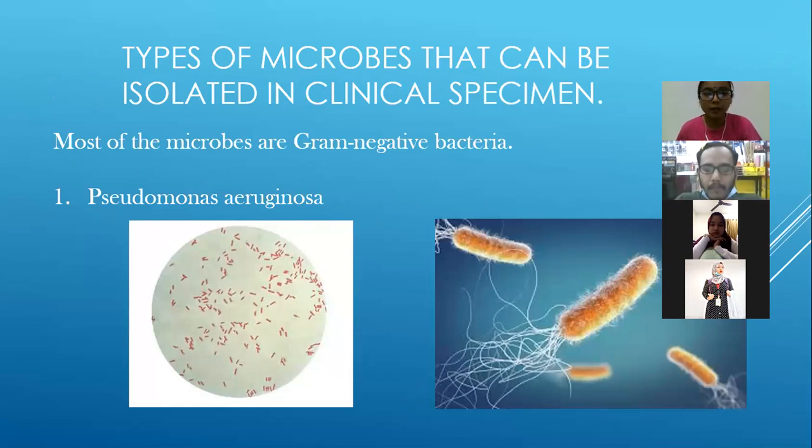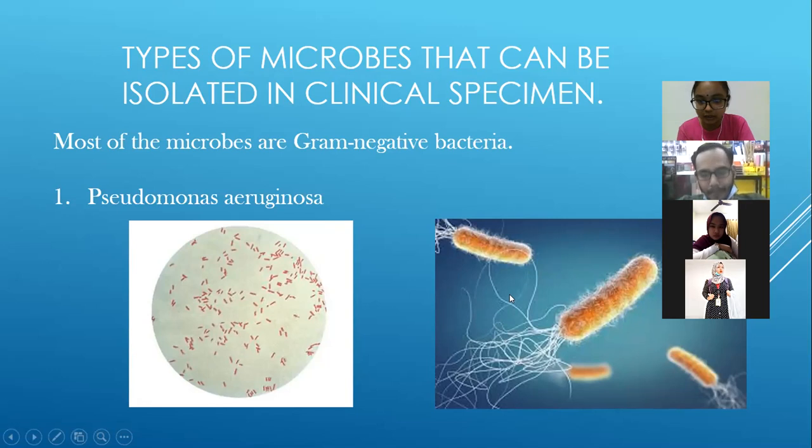Sorry. Okay, so my part, I will be explaining about the types of microbes that can be isolated in clinical specimens. If we take a look, most of the microbes are gram-negative bacteria. First we have Pseudomonas aeruginosa. Pseudomonas is an aerobic and motile gram-negative rod bacterium found worldwide. If we use gram staining, this is the observation that we can see under the microscope, which is gram negative. The stain is pink in color, and the shape is bacilli. Bacilli means it appears in rod shape.